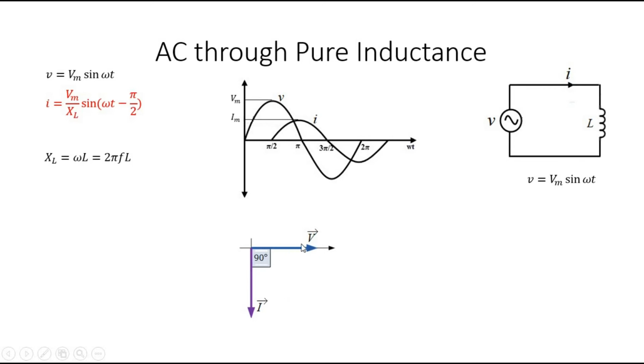Again, vector V can be written with length V, the RMS value, and angle 0. So V angle 0. V is the RMS value of the voltage, Vm by root 2. And I is V by XL, and the angle is minus 90. Okay, it is lagging, so minus 90. So we can say here, the current is lagging the voltage by 90 degrees. So current lags voltage by 90 degrees in a pure inductive circuit.